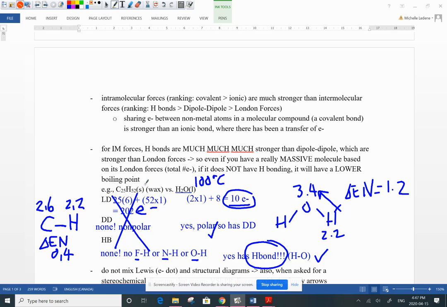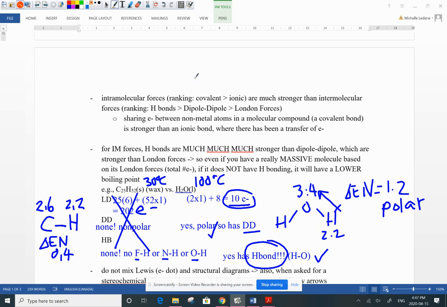Wax, if you have a candle at home, you know that you put a little light bulb on and it maybe melts somewhere around 30 degrees Celsius. Okay, so water has a much higher boiling point. Why? Because it has dipole-dipole, that high electronegativity difference. It is a polar molecule and it has a hydrogen bond.